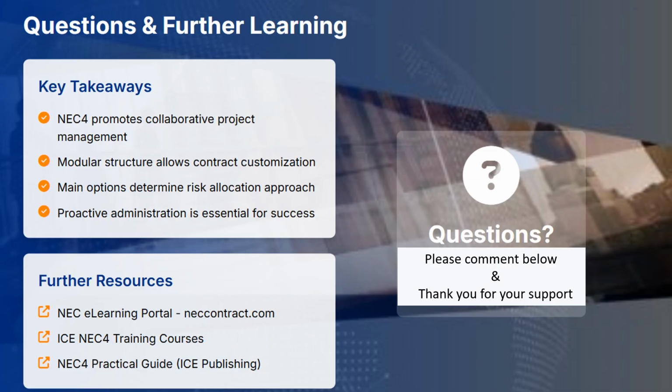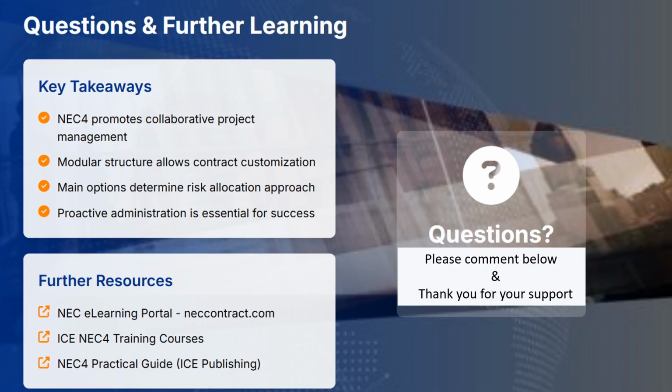As we conclude, let's summarize the key takeaways from today's presentation. The NEC4 engineering and construction contract promotes collaborative project management through its clear language, proactive mechanisms, and balanced risk allocation. Its modular structure allows customization to suit project-specific requirements, with core clauses providing the foundation and main options determining the fundamental approach to payment and risk.